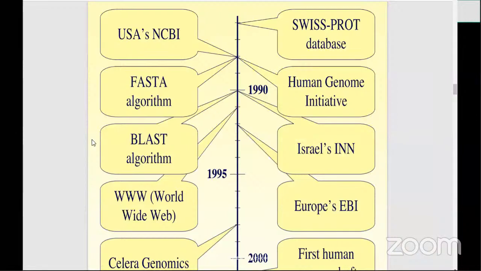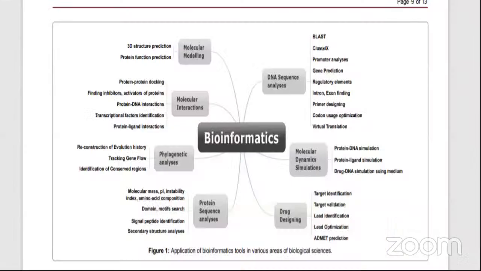Then we have NCBI, which was developed, which is also an important database, like a consortium. I am going to teach you how to operate this NCBI and PDB. Then we have some important algorithms like the BLAST algorithm. Then we have SwissProt also, which we are going to discuss. So the three important databases that we are going to discuss are NCBI, SwissProt, and PDB.